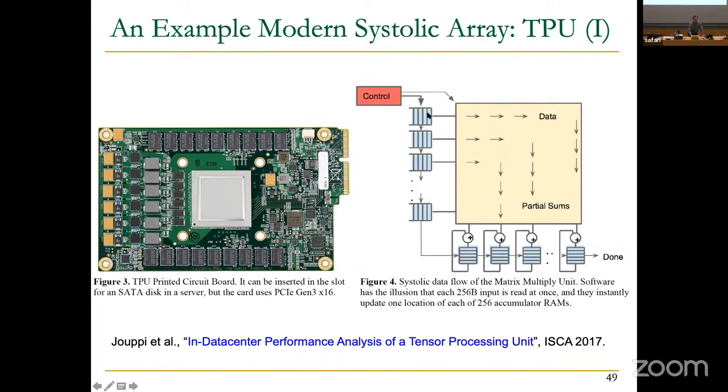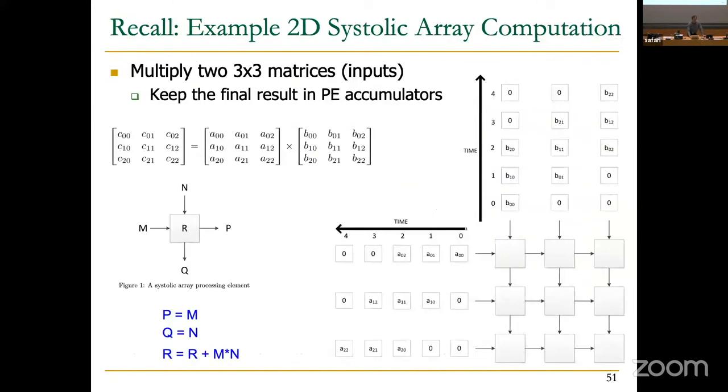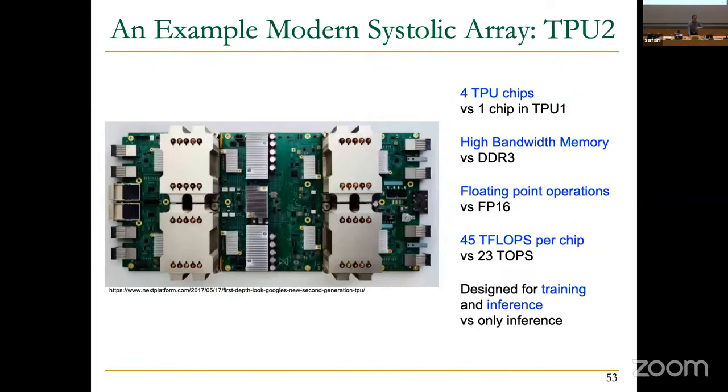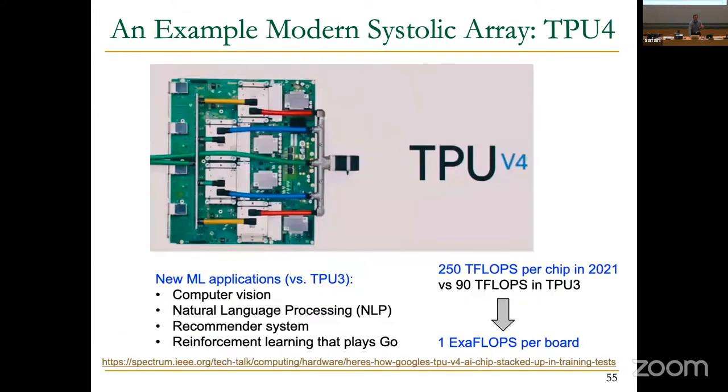You can see the buffers that buffer rows and columns of the matrix. And there are some additional structures over here to do additional operations. So basically, rows and columns flow in this matrix unit. If we had time, we would go through this in more detail. We don't have time, so I'm going to flash some pictures over here. You can see that Google has improved this, but at the core, these are all systolic arrays. And they use it for many, many things: reinforcement learning, recommender systems, natural language processing, computer vision, 1 exaflops per board.